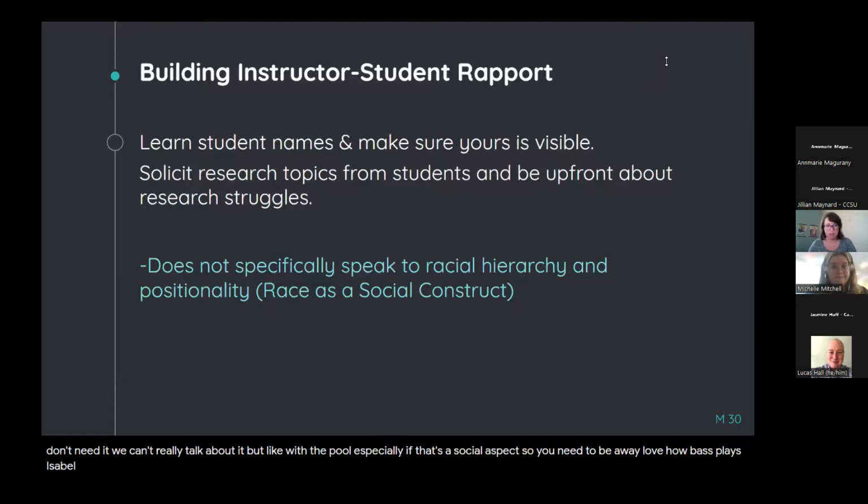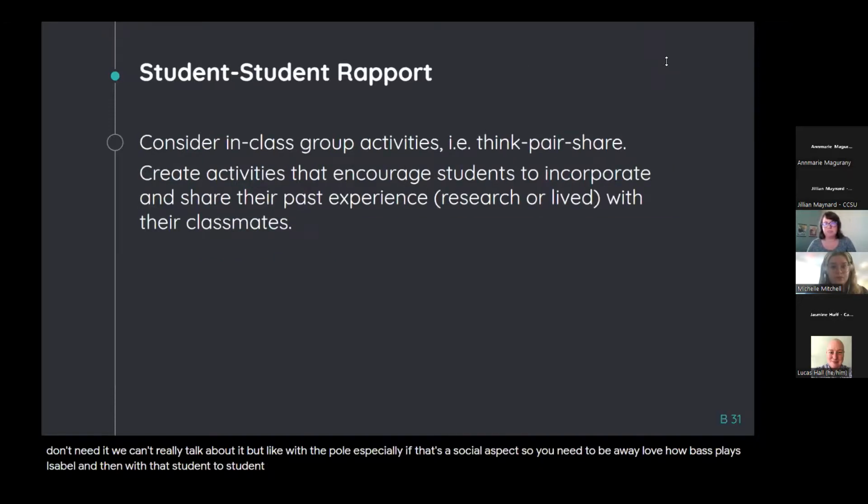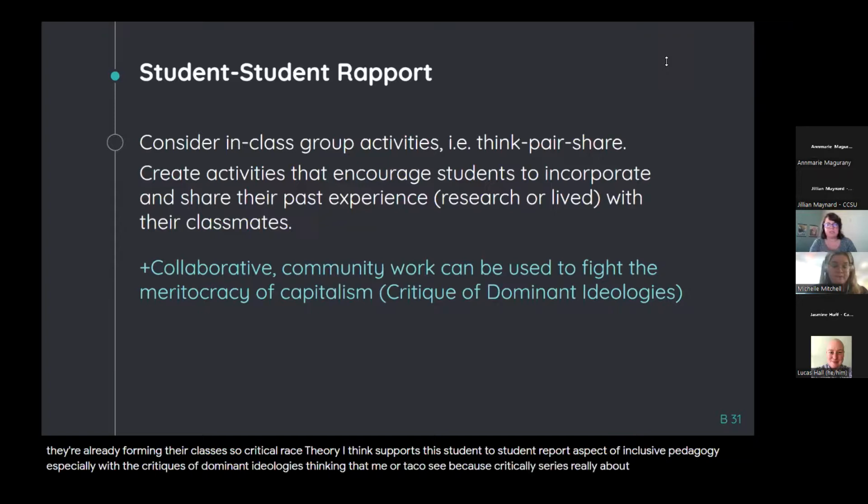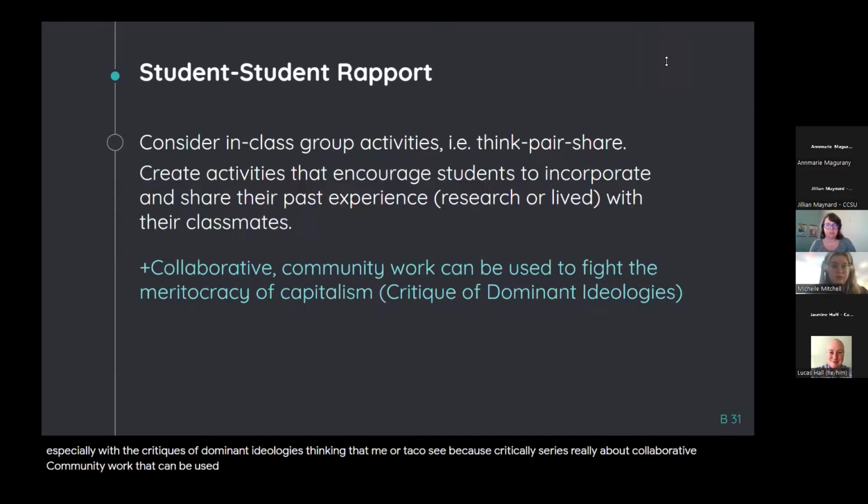plays a role. And then with student to student rapport, thinking through trying to get students to further build the relationship that they're already forming in their classes. So critical race theory, I think, supports this student to student rapport aspect of inclusive pedagogy, especially with the critiques of dominant ideologies, thinking of that meritocracy, because critical race theory is really about collaborative community work that can be used to fight the meritocracy of capitalism, also systems of oppression, but not saying it's on an individual, saying it's building a community.